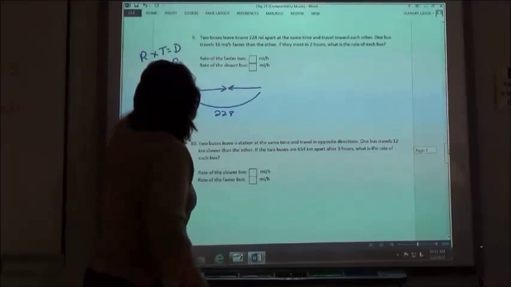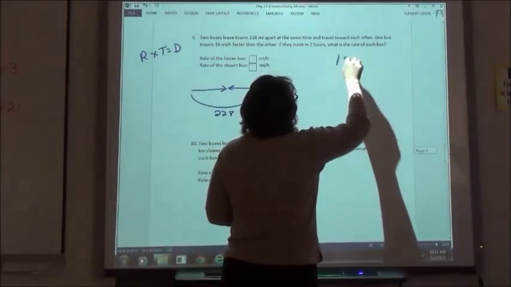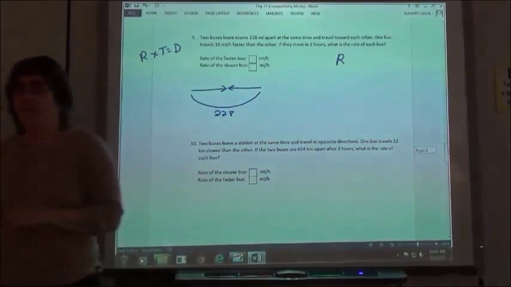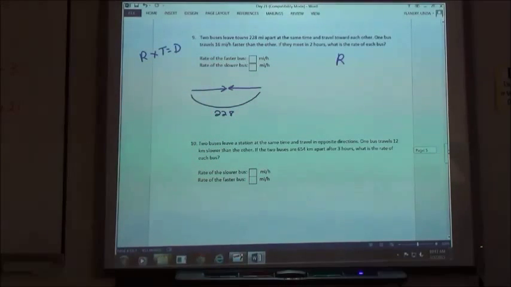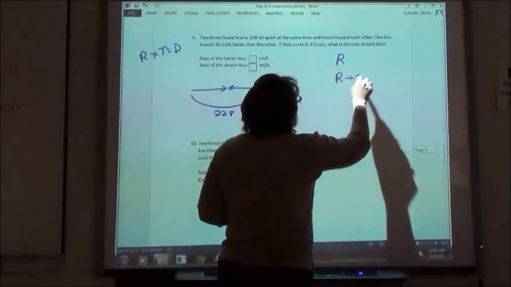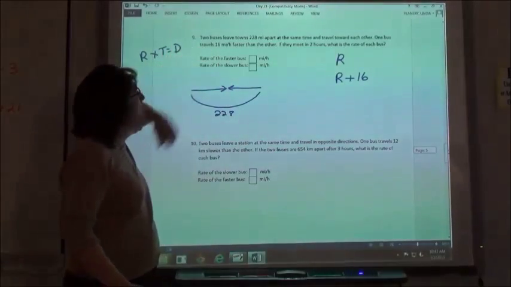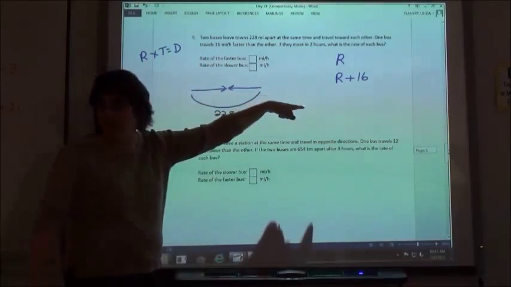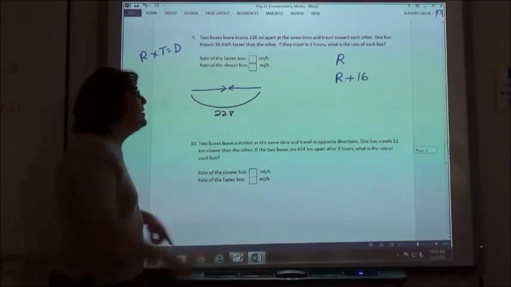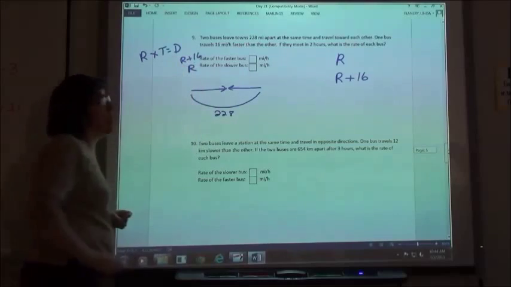Multiply. All right. Faster. So I'm doing 16 miles an hour faster than the other one. Add. I'm going to add the 16. So one of them's rate is R, the other one's rate is R plus 16. Now, we have a faster bus and the slower bus. The faster one is obviously the one with the plus 16, right? So this one's rate is R plus 16, and this one's just the plain R.